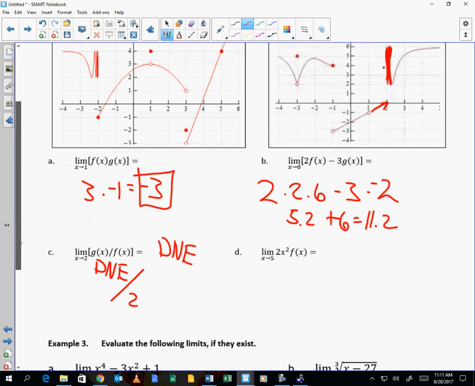What about D? What do you think I do with that 2x squared? What do you think I put in for x? 5. And what is the limit as x goes to 5 of f of x? Yeah, it's 4. Very good. If I multiply that out, I think I get 200. Okay.